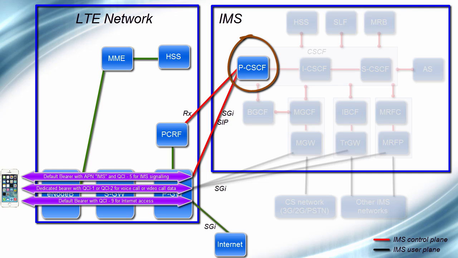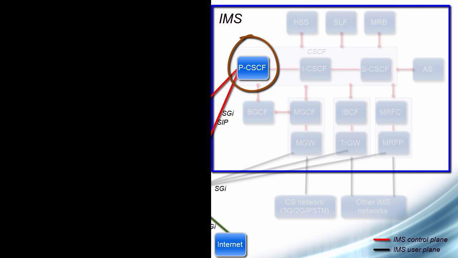The Proxy CSCF is the first contact point on the IMS network for the UE. Here, Proxy CSCF means Proxy Call Session Control Function. The P-CSCF behaves like a SIP proxy. It accepts requests from the UE and services them internally or forwards them on to other IMS nodes.